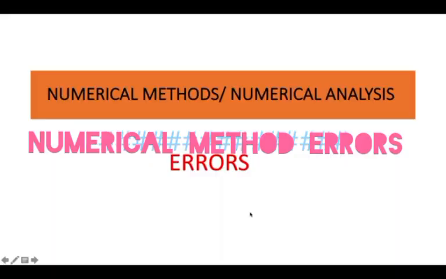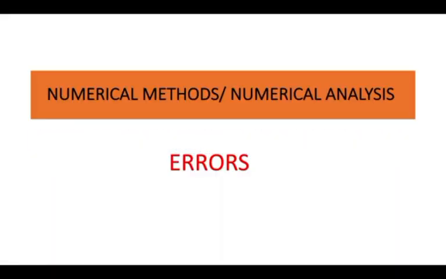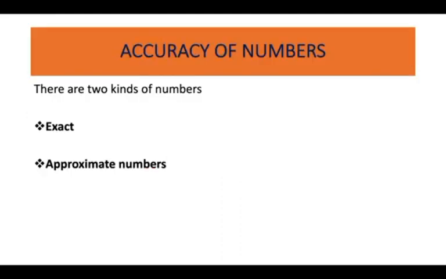Today let us start a new topic, that is numerical methods, or we also call it numerical analysis. The very first topic of numerical methods or numerical analysis is errors. Now let us first move to accuracy of numbers. There are two kinds of numbers: one is exact, another one is approximate numbers.